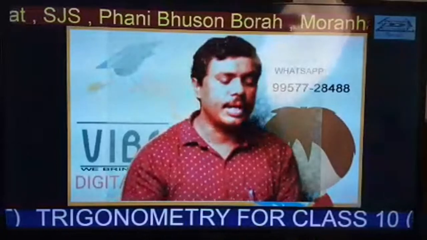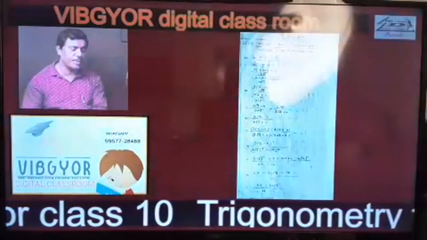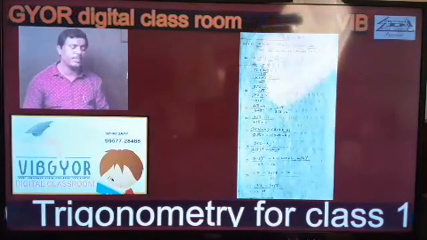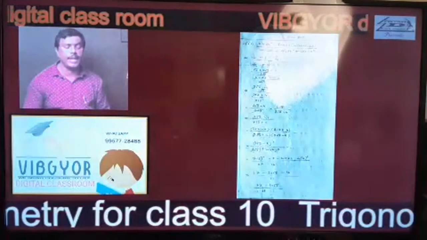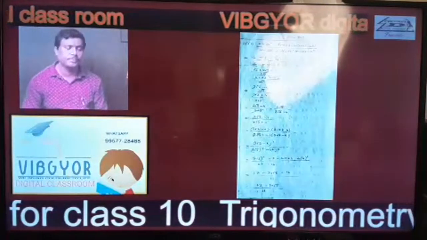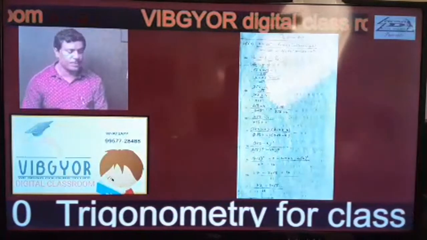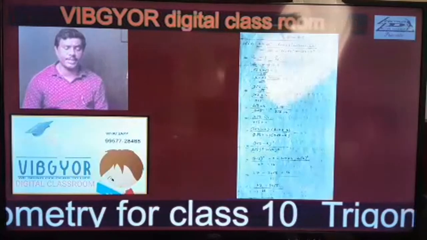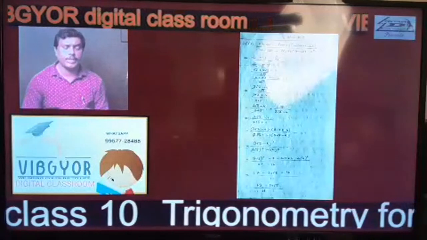Now we are proceeding to the next exercise, that is exercise 8.2. In exercise 8.2 question number 1 there are 6 sums, and from those sums I think number 4 is the longest sum. So I am trying to explain this sum to you. You are asked to evaluate the following: sin 30 degree plus tan 45 degree minus cosec 60 degree, divided by sec 30 degree plus cos 60 degree plus cot 45 degree. So you have to put the respective values.